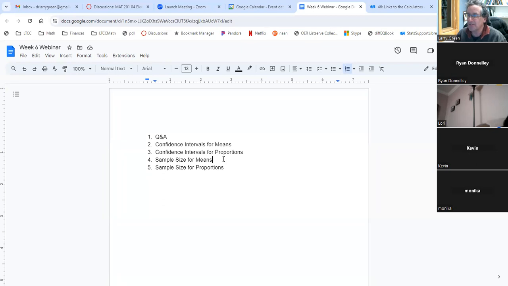Does that make sense? So the question is, how big a sample size do you need so that you can get that standard error small enough so that you really do have good estimates? And we'll do the same thing for proportion instead of means.